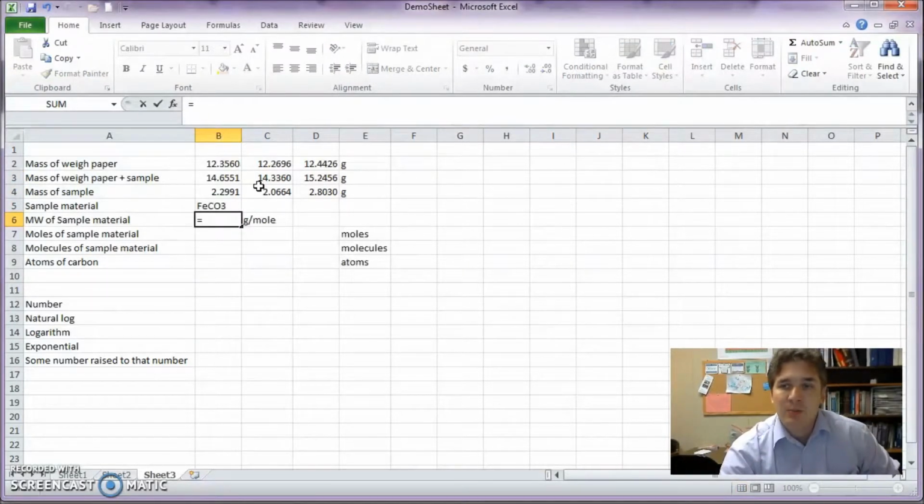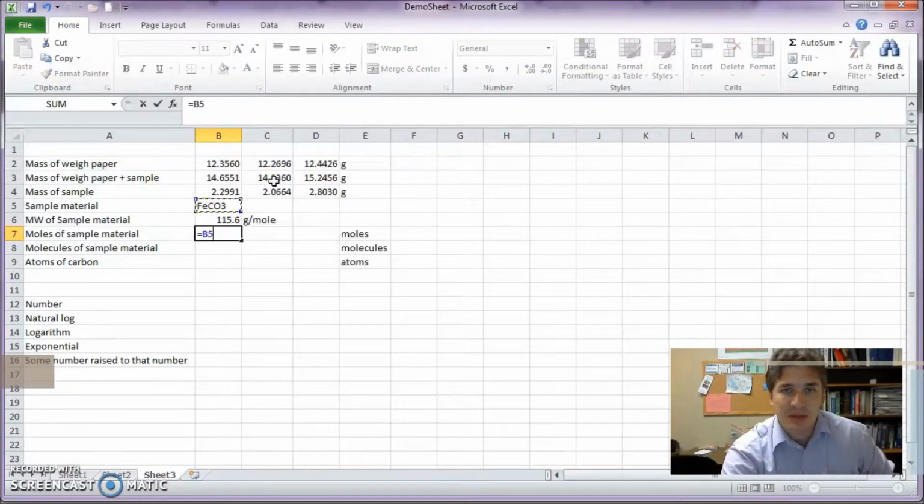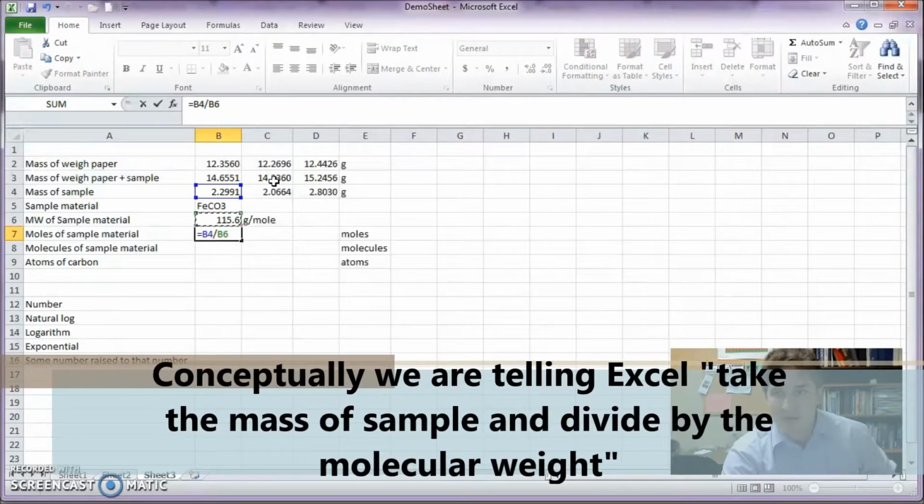Well, again, we can calculate it with a calculator, or we can make Excel do it for us. So it's 55.6 grams for iron, 12 for carbon, and 3 times 16 for oxygen will give us a molecular weight of 115.6 grams per mole for iron carbonate. Now we want to figure out the moles of sample. Well, to figure out moles of sample, it's just the mass divided by the molecular weight. So it equals this divided by that.